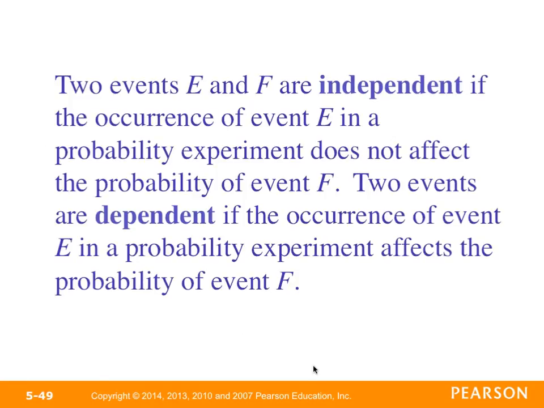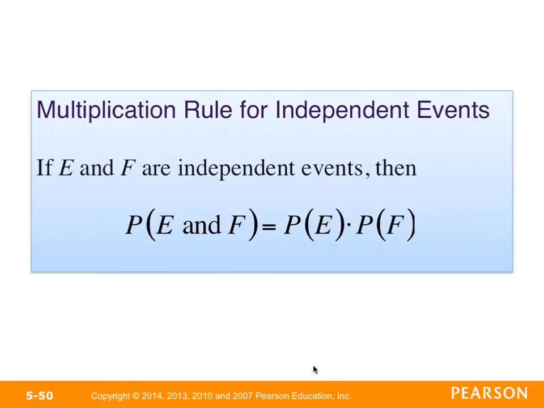Okay, we also have something called independent events. So 2 events E and F are independent if the occurrence of event E in a probability experiment does not affect the probability of event F. Two events can be considered dependent if the occurrence of event E in a probability experiment does affect the probability of event F. So we have a nice multiplication rule for when we have independent events. Basically, if we want the probability of E and F, all we have to do is take the probability of E and multiply it by the probability of F if your events are independent.